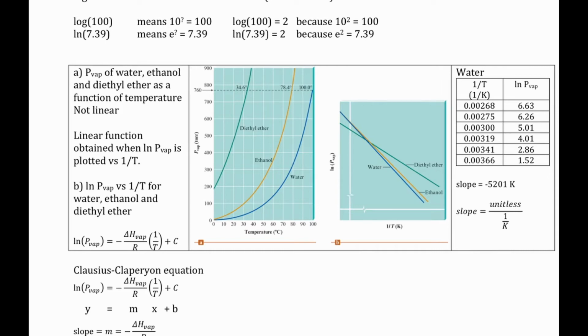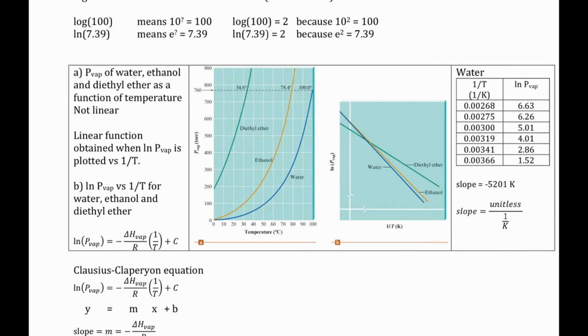In the last column of that table, we have data for water. So we were given the temperature versus pressure data for water above. If we converted those temperatures to Kelvin and inverted them and took the natural log of the vapor pressures, we would end up with those columns of data. If we plotted that data, fitted it to a linear function, and our plot is ln of P vap on the y-axis, 1 over T on the x-axis, we would end up with a slope from our linear fit of negative 5201.